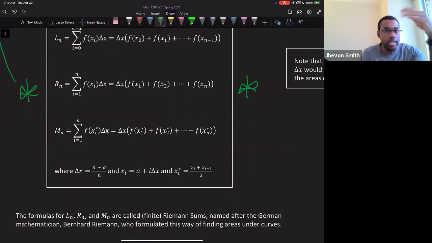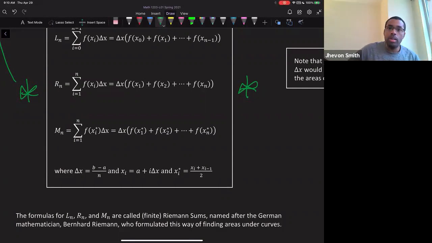Like I said, integration has been around for millennia, but the way that we do it in modern calculus 1 class is the way that Riemann did it 100 years ago. This was how Riemann developed integration in his PhD thesis in like 1905 or something like that. And so that's the method that we use. It's called Riemann sums, named after a German mathematician.